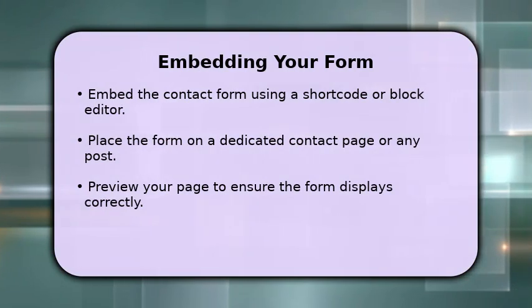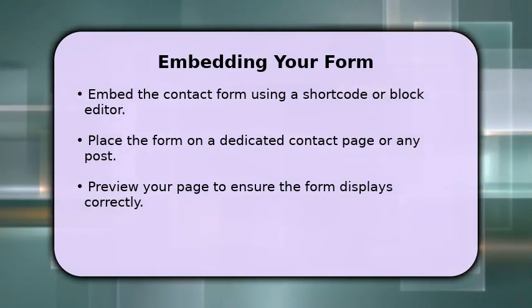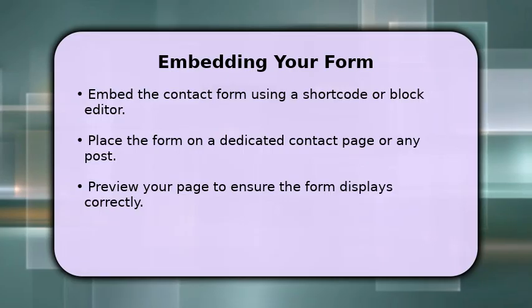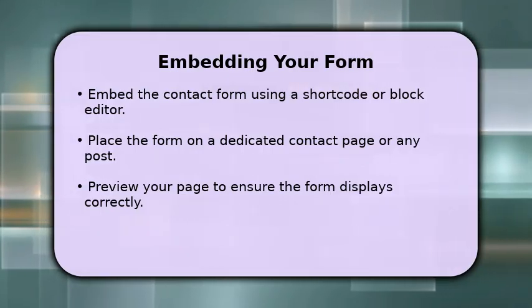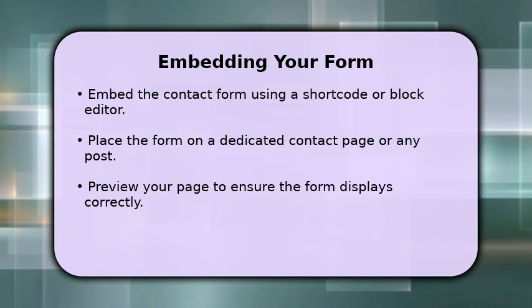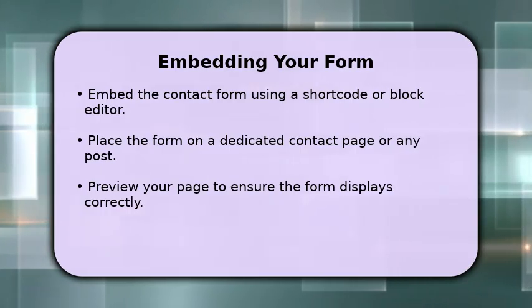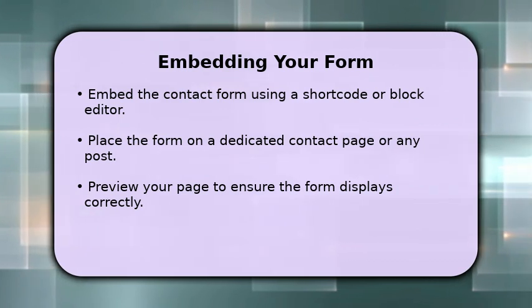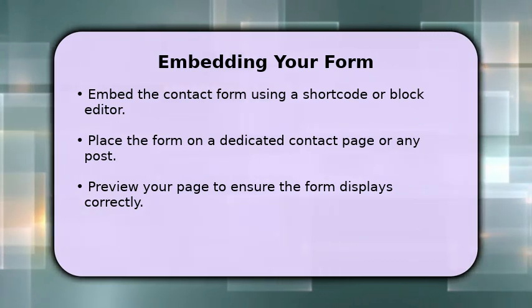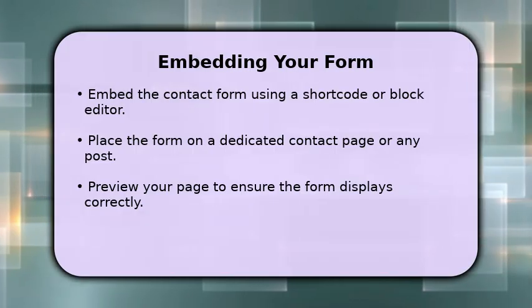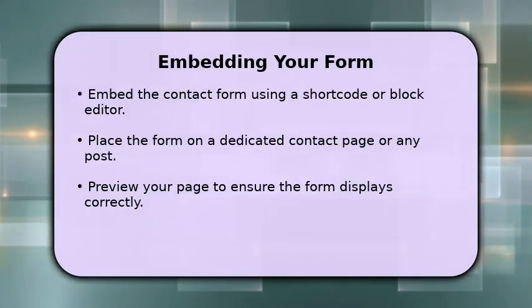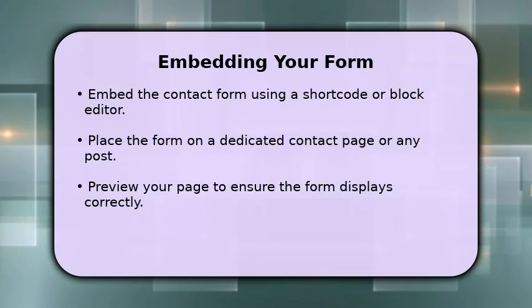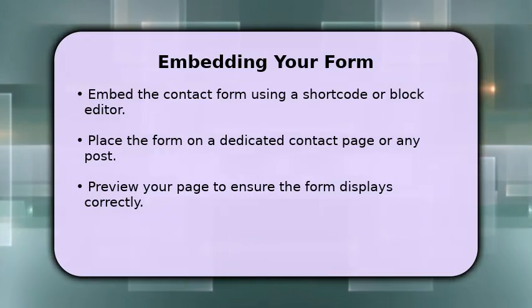Finally, it's time to display your contact form on your website. Navigate to the page or post where you want the form to appear. You can usually embed it using a shortcode provided by the plugin or by adding a dedicated block in the WordPress block editor. After placing it, always preview the page to confirm it looks perfect. Then, perform a quick test submission to ensure everything is working as expected, sending you a notification.